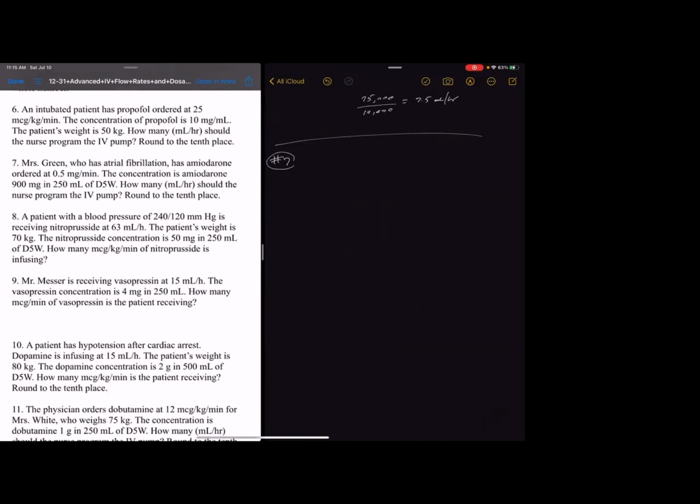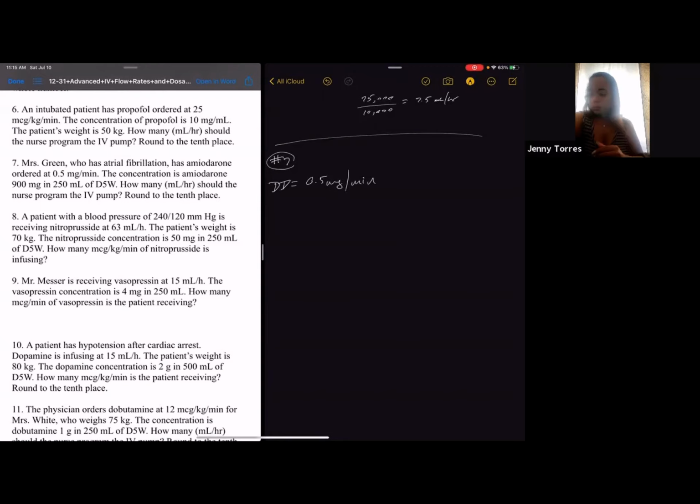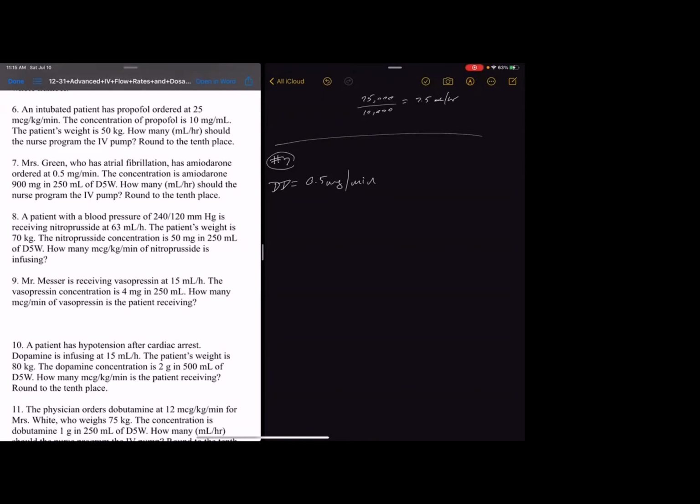All right, you ready? So we're gonna read it together. It says, Mrs. Green, who has atrial fibrillation, or AFib as we call it, has amiodarone ordered at 0.5 milligrams per minute. So when it says has ordered or the doctor supplied, that means to us it is a desired dose. So I make a box, put DD, because that stands for desired dose, equals 0.5 milligrams per minute. Then it says the concentration. So concentration means my dose on hand. If it says concentration or the medication is supplied, it's called a dose on hand. That's what we have in our hand to give this patient.